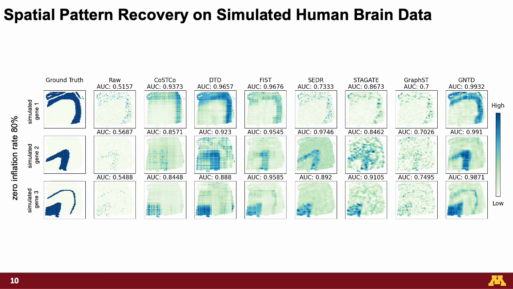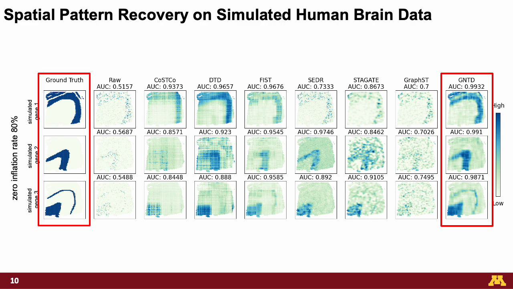In the second experiment, we further examined the raw and imputed spatial expression by GNTD and the baseline methods on the highly corrupted data by visualizing a few simulated spatially variable genes. We can see that the gene patterns recovered by GNTD match well with the ground truth pattern compared with other methods.